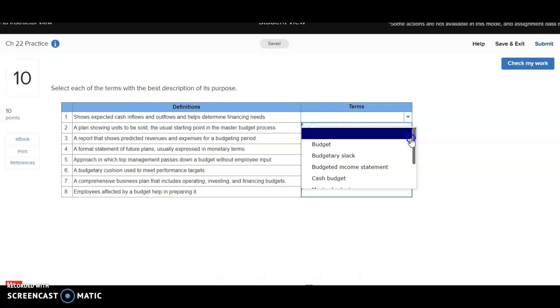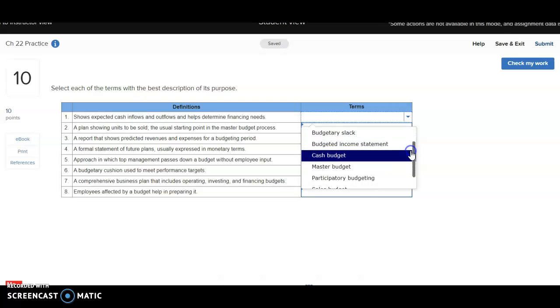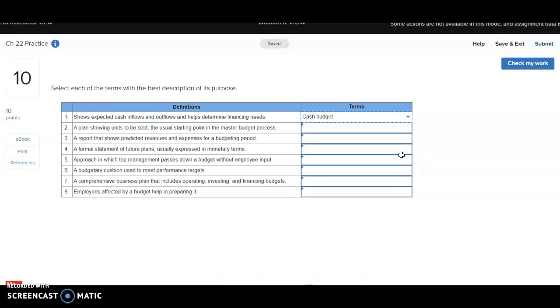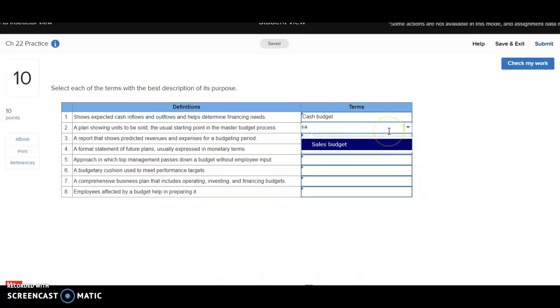So which one shows the cash inflows and cash outflows? Well, that's going to be our cash budget. That's what tells us what cash we have coming in and what cash is going out. All right, let's look at our second one. A plan showing the units to be sold, the usual starting point in the master budget process. So how many are we going to be selling? Well, that deals with our sales budget, right? How many items are we selling? And then we can calculate the dollar per unit, and that tells us the dollar sales we're going to have.